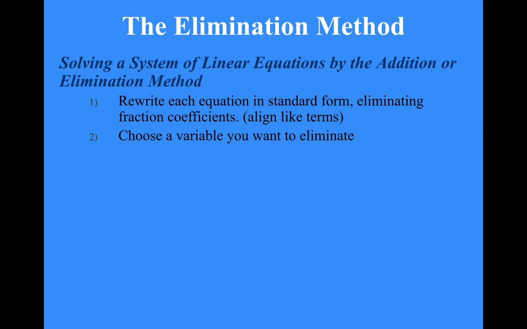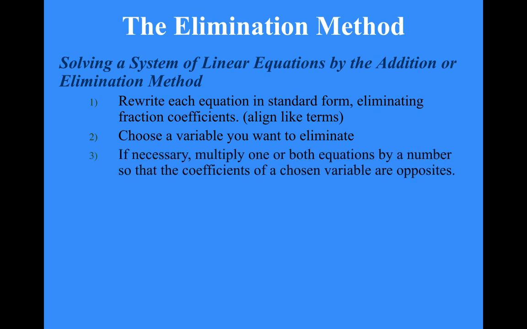The only thing that's going to matter is your computations, okay? Your arithmetic. That's going to be right or wrong. If you multiply incorrectly, or you add incorrectly, or you divide incorrectly, then it's going to make a difference. Once you do that, you're going to multiply one or both of the equations by a number so that the coefficients of a chosen variable are opposites. Okay, in the last example, we multiplied by, I believe, 5 in the first, and we multiplied by 3 in the second. So we manipulated both equations by multiplying.